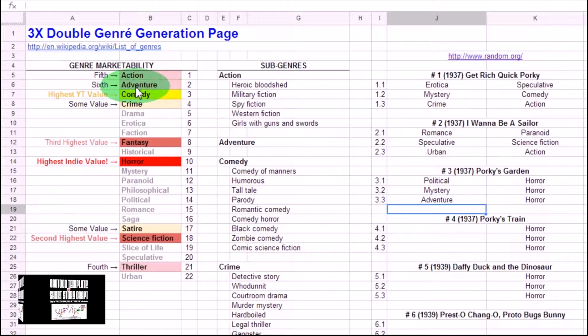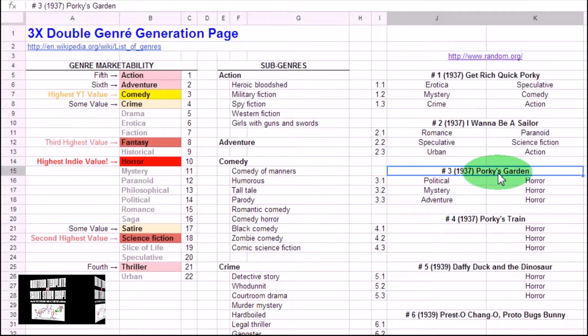Alright, give me a couple weeks here and I will see about writing 3 individual short stories set to the template created by Porky's Garden.